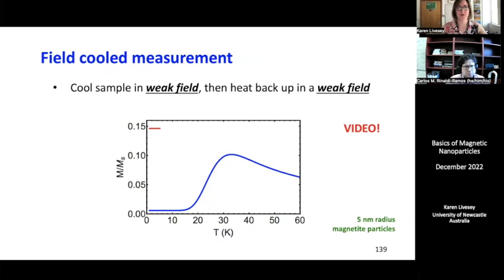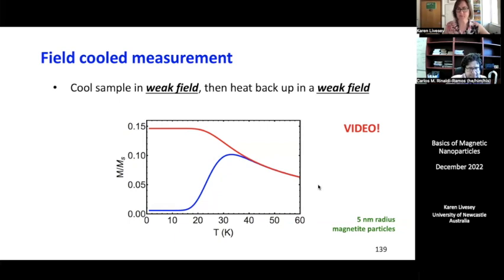Before I do, though, I want to talk about the corresponding field cooled measurement, which is, again, we cool the sample in a weak field this time, and then heat back up in that same weak field. So this time we get a net moment at the start of the measurement, because we've cooled the sample in a field, which has helped polarize all those moments, set them with some net moment upwards. So this is our zero field cooled and our field cooled, and at some point they rejoin each other, because at some point the history doesn't matter and just the field that you're in matters.